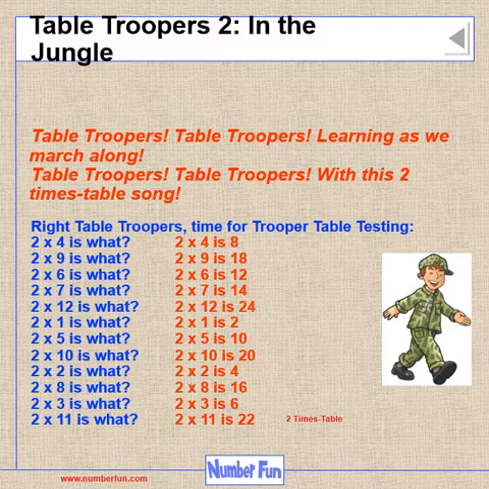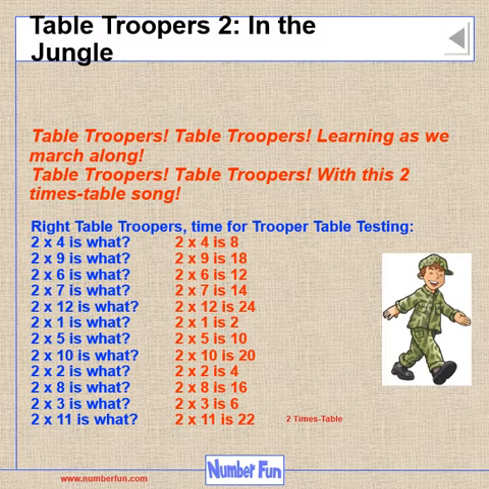2 times 4 is what? 2 times 4 is 8. 2 times 9 is what? 2 times 9 is 18. 2 times 6 is what? 2 times 6 is 12. 2 times 7 is what? 2 times 7 is 14. 2 times 12 is what? 2 times 12 is 24. 2 times 1 is what? 2 times 1 is 2.